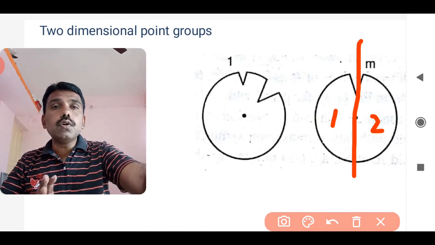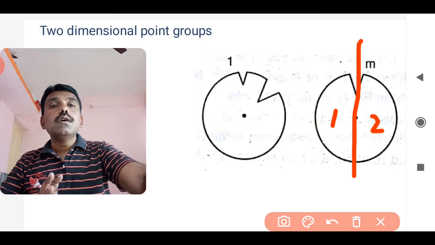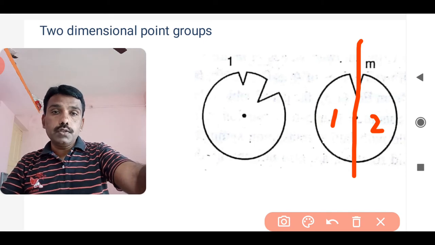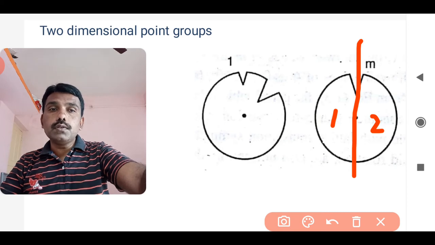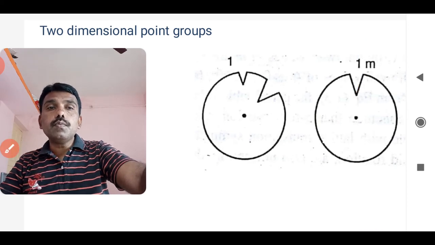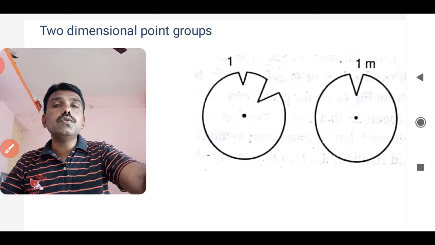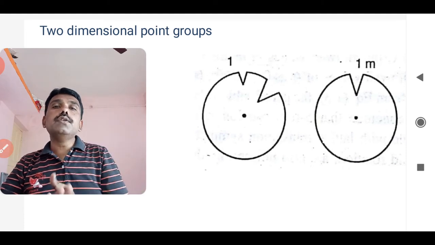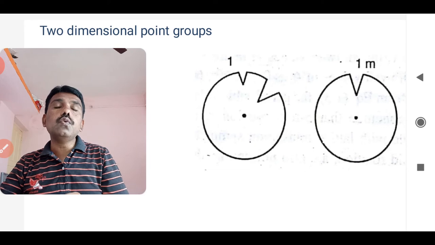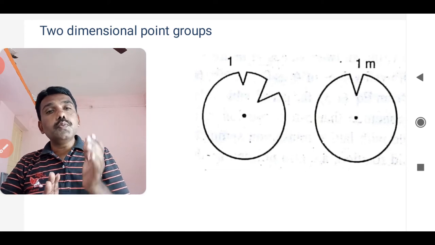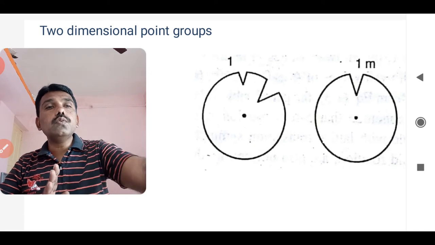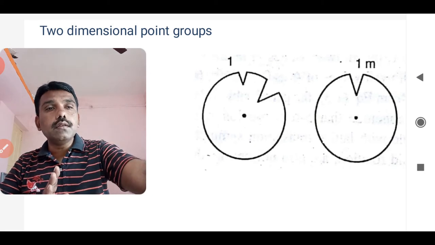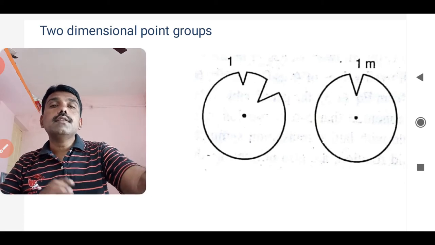So this is the case of reflection symmetry as far as this 1m is concerned. Now why is it not possible to have another m here? Because a second m comes only when there is the possibility of another axis which is perpendicular to this plane or line.